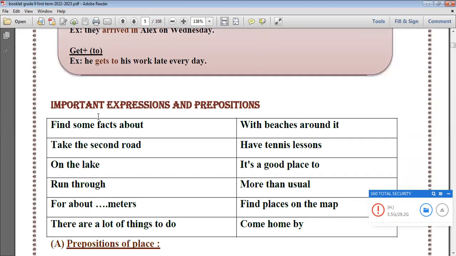After that, we have here some important expressions and prepositions. Number one, find some facts about. Two, take the second road. Three, on the lake. Four, run through. Five, for about, and you're gonna put something here in meters, like for about 5 meters, for about 6 meters. Number six, there are a lot of things to do. Seven, with beaches around it. Eight, have tennis lessons. Nine, it's a good place to. 10, more than usual. 11, find places on the map. And the last one, come home by.